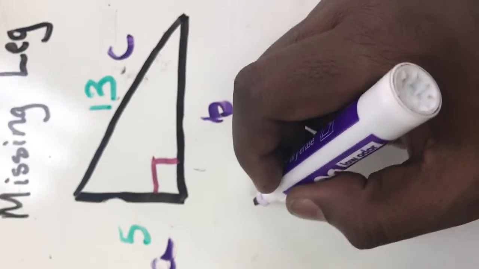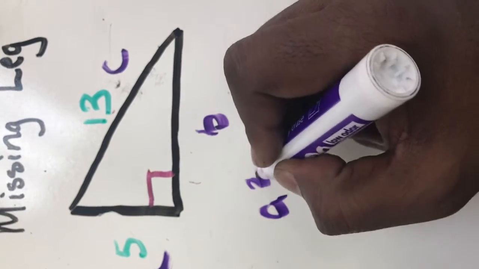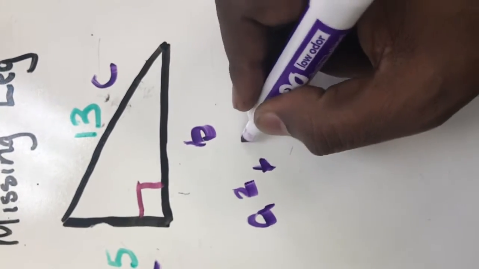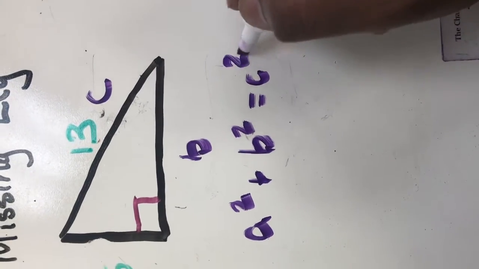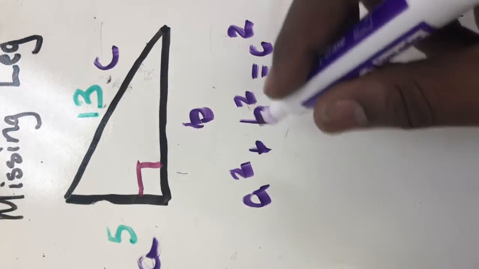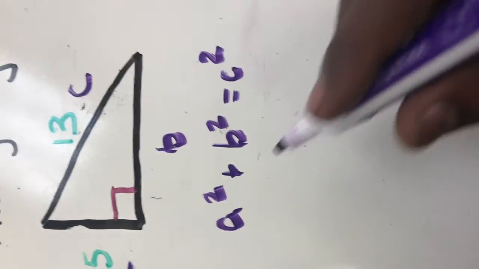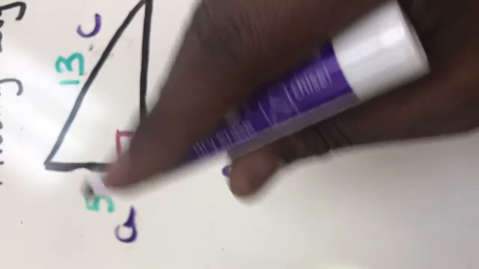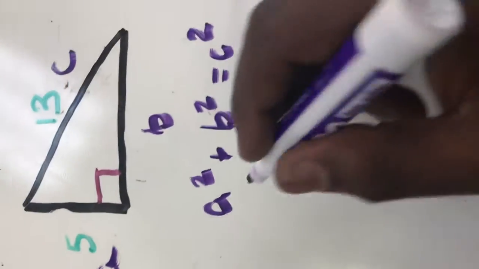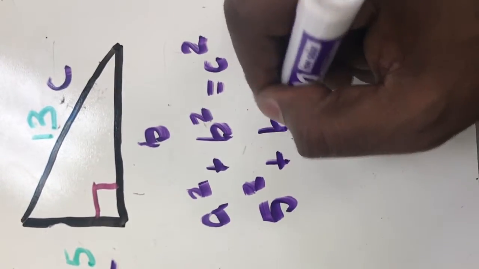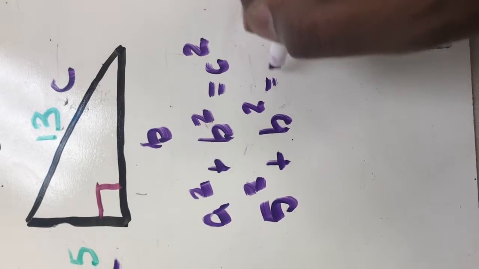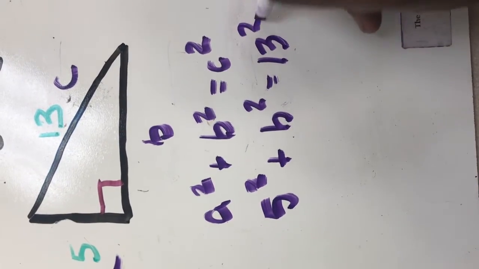So now the formula that we're going to use is the Pythagorean theorem, which states that a squared plus b squared equals c squared, meaning if we square both of those legs and add them together, we're going to equal the square of the hypotenuse. Now we know these variables, 5 and 13, so we're going to put them in here. 5 squared plus, we don't know b yet, so we'll just leave that as b squared, equals 13 squared.